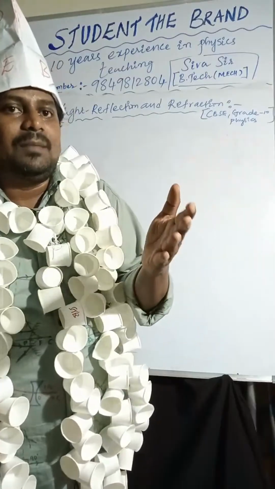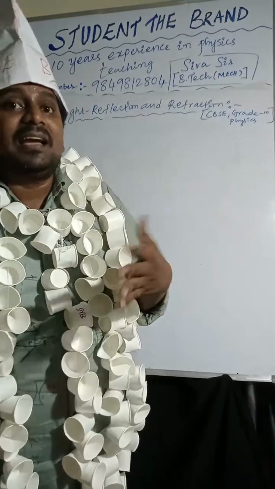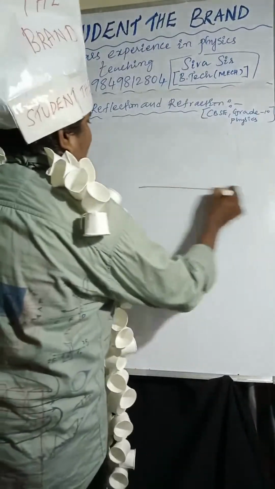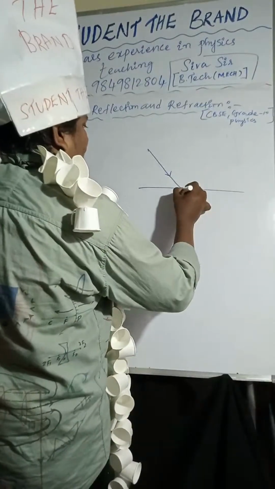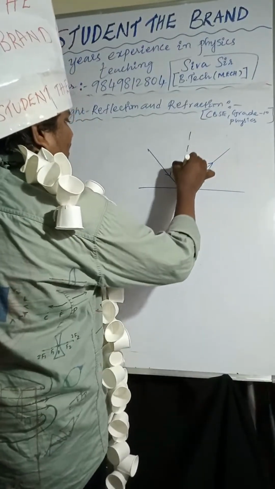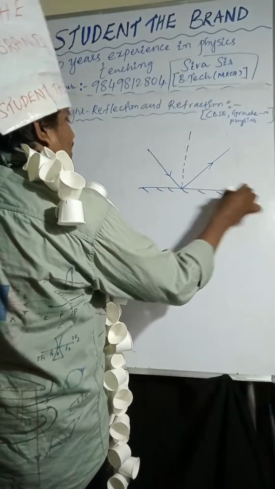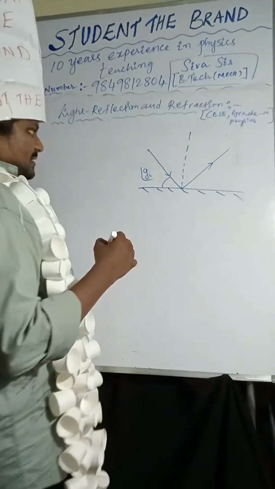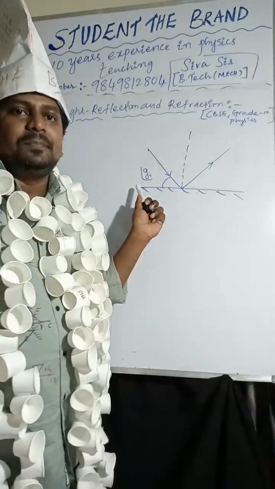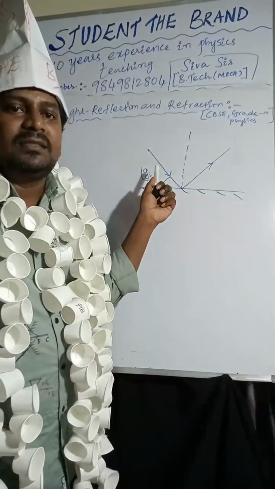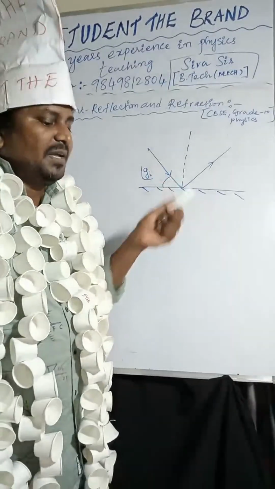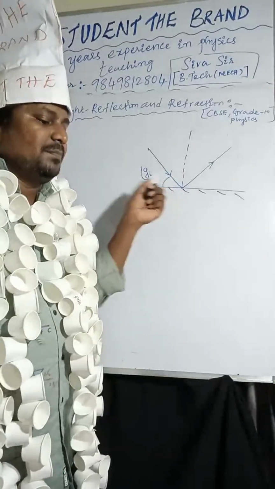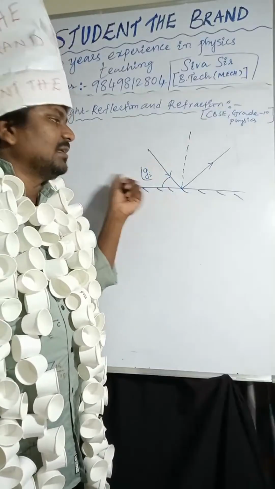Okay, what is the glancing angle of incidence? Here it is very important. I'm taking this as the incident ray, this as the reflected ray, and this as the normal line. The angle between the incident ray and the plane surface is called the glancing angle of incidence. Glancing angle means the angle that the incident light ray makes with the mirror.